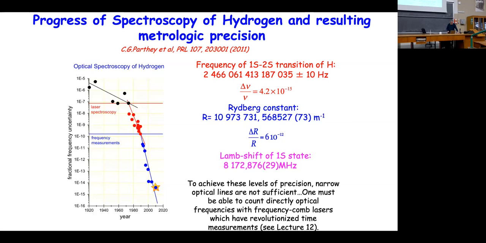What I want to say in conclusion is that in order to achieve this level of precision, narrow optical lines are not enough. One must be able to count directly optical frequencies. And this happened because of the invention, again by Ted Hänsch and colleagues, of the frequency comb lasers, which have revolutionized the measurements of time. And I will talk about this technology and the achievement in lecture 12.